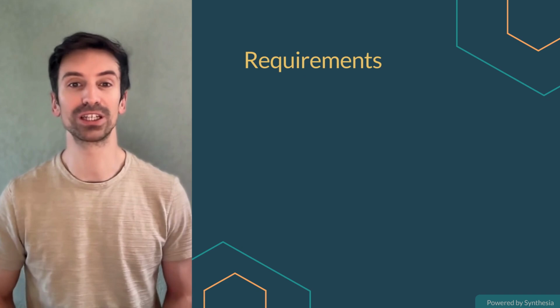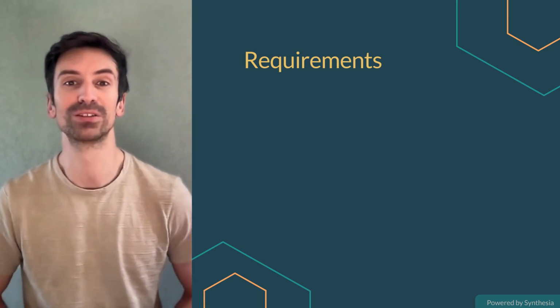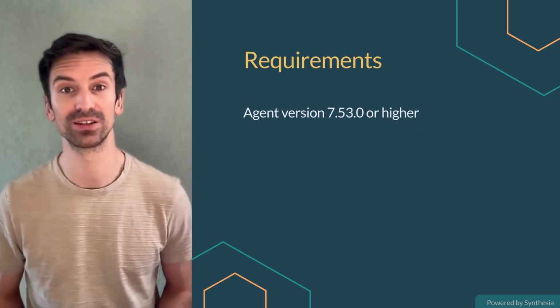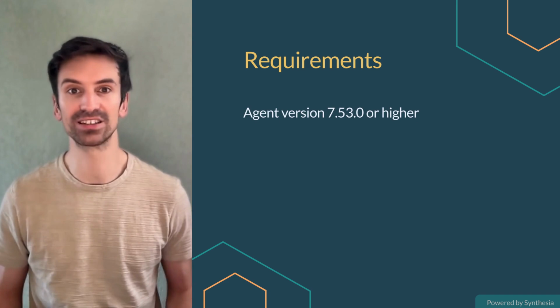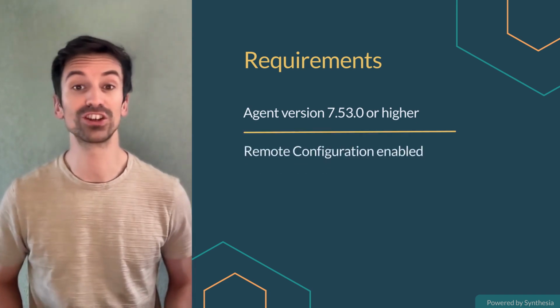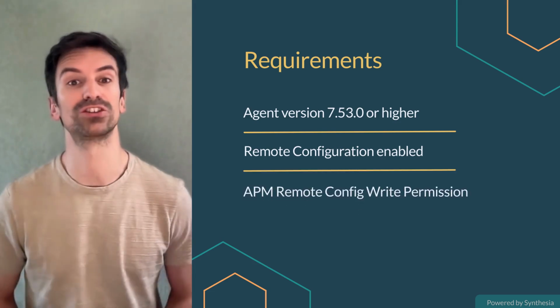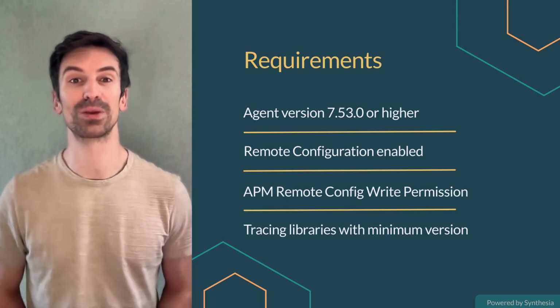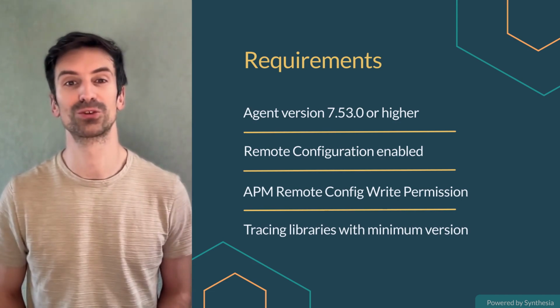So how do you get started? Before switching on autopilot, make sure a few things are in place. Datadog Agent version 7.53.0 or higher, since adaptive sampling relies on new agent features. Remote configuration enabled, with APM remote configuration write permissions. And finally, tracing libraries that meet the minimum version requirements. Check the documentation for the exact details.